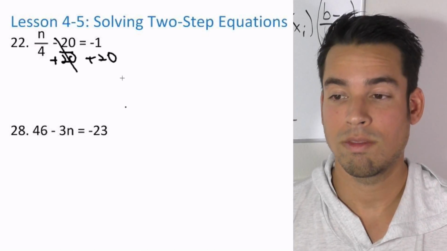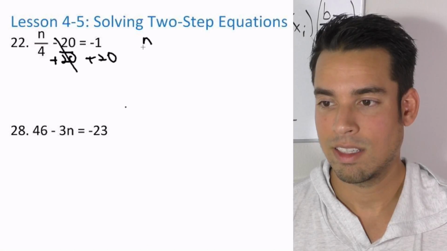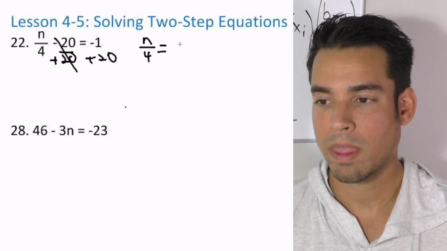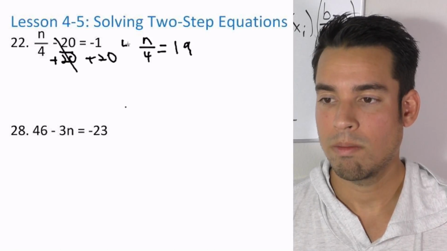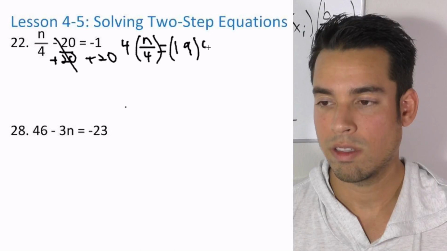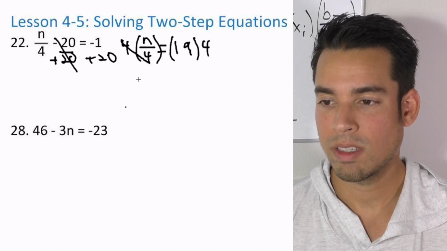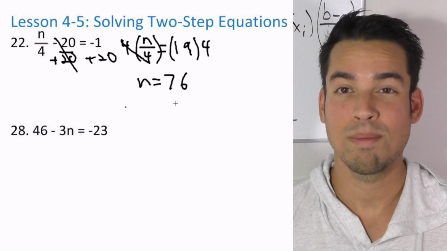That immediately nullifies that guy. What's 20 plus -1? That is 19. So now we got n over 4 equals 19. We're dividing by 4, so what do we got to do? We got to multiply both sides by 4. Inverse operation always to isolate. This goes away. What's 4 times 19? N equals 76.